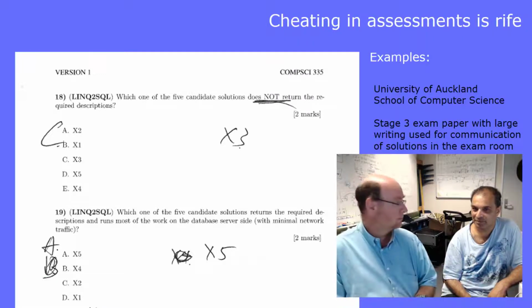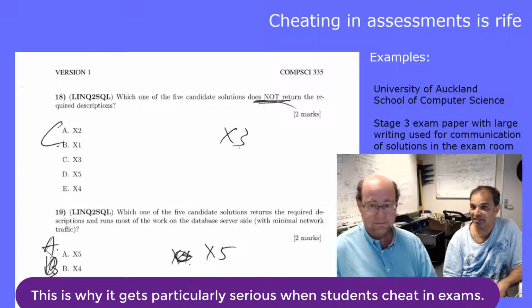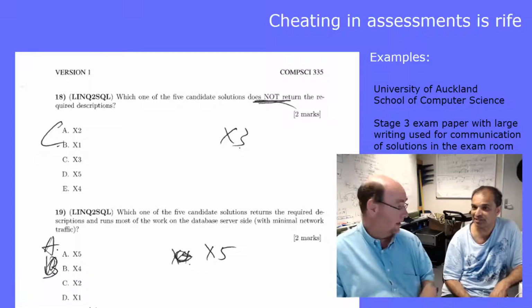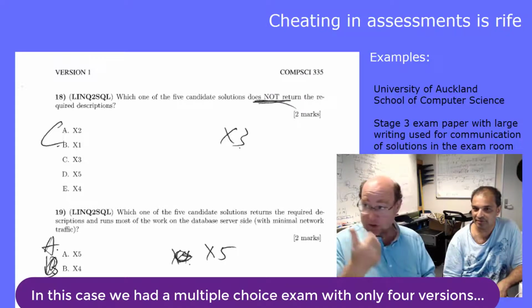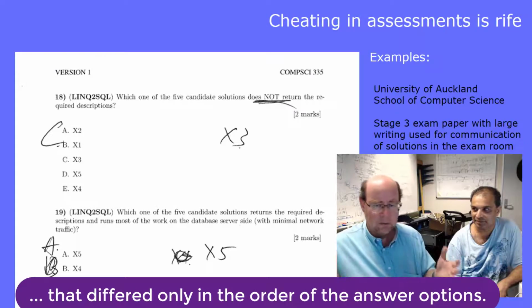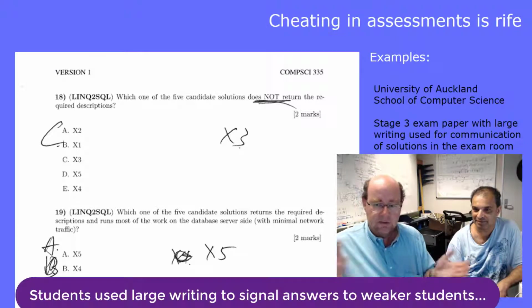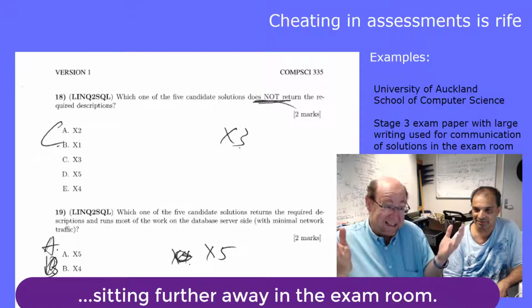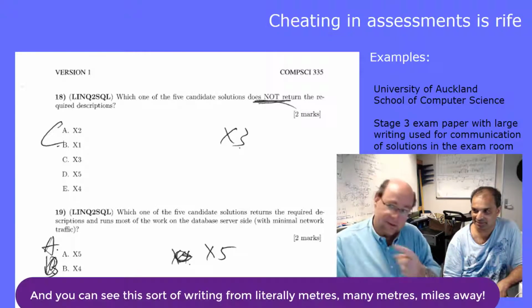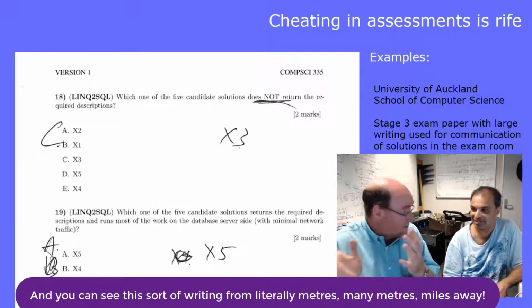In our courses, most of the final mark comes from supervised assessments such as tests and exams. This is why it gets particularly serious when students cheat in exams. In this case, we had a multiple choice exam with only 4 versions that differed only in the order of the answer options. Students used large writing to signal answers to weaker students sitting further away in the exam room. And you can see this sort of writing from many meters away.